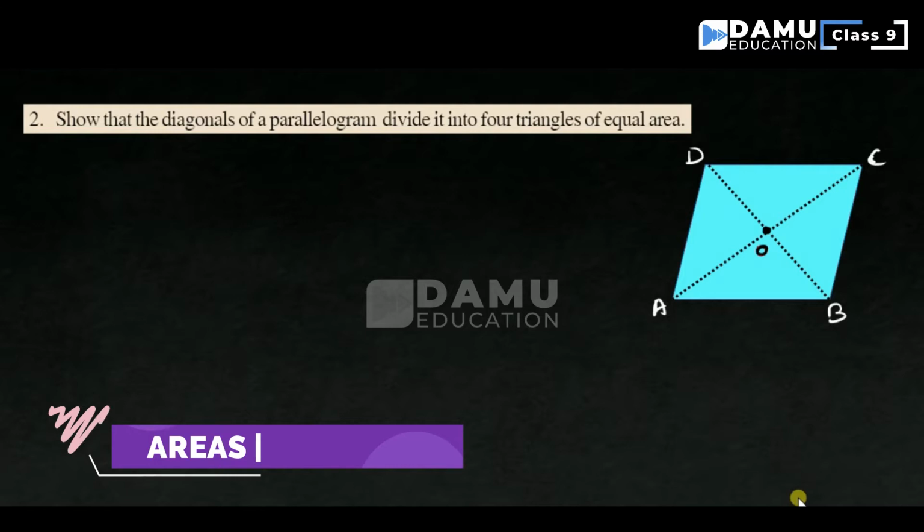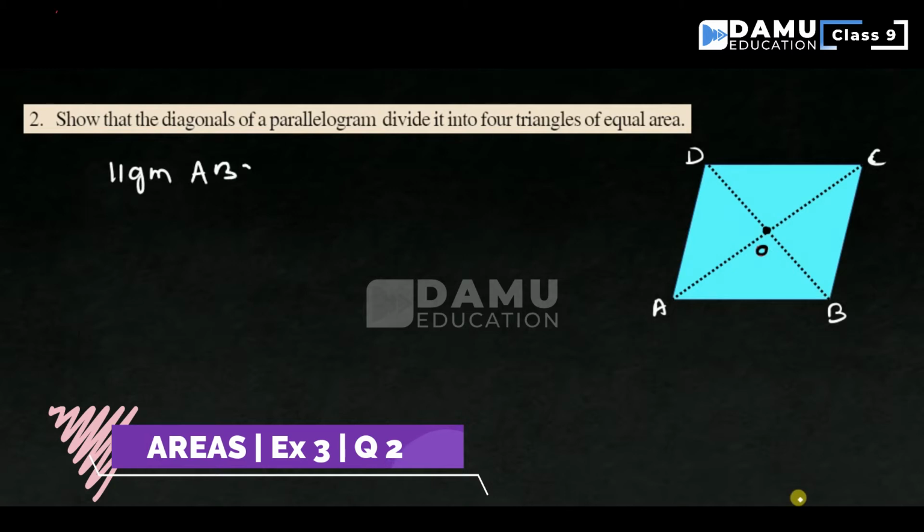So in this module, we are going to discuss our second question. Show that diagonals of a parallelogram divide it into four triangles of equal area. Let's take the parallelogram ABCD, and the diagonals are AC and BD, joining the opposite vertices.